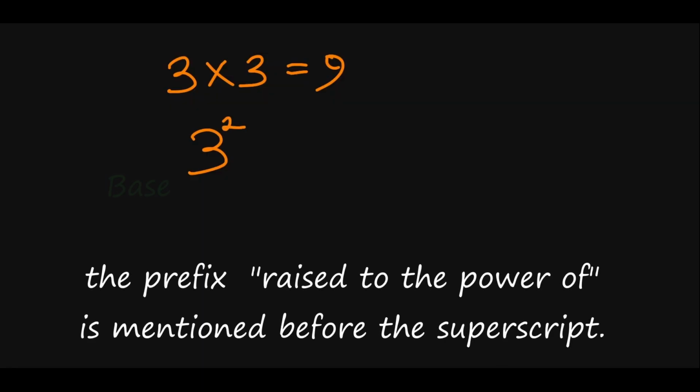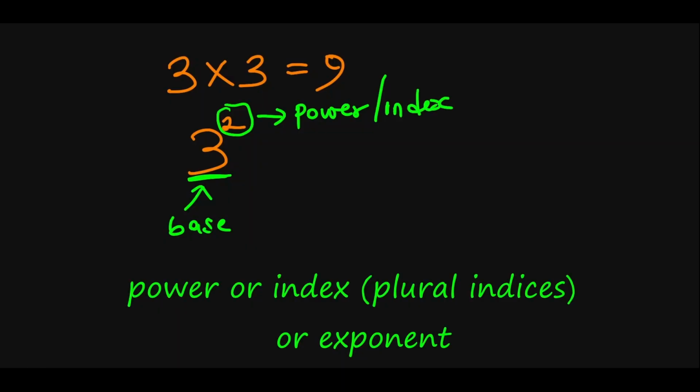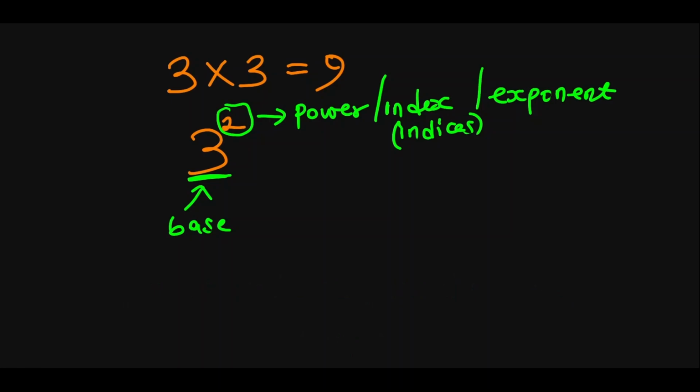It means that this 2 here as a superscript is telling us that this 3, which is called the base, is multiplying itself 2 times. This 2 indicates the power or index. The plural of index is indices or exponents. So these are the terms that these symbols represent. It's just a way to tell us that the base is multiplying itself a particular number of times, which is represented by that superscript that is called the index or the exponent.